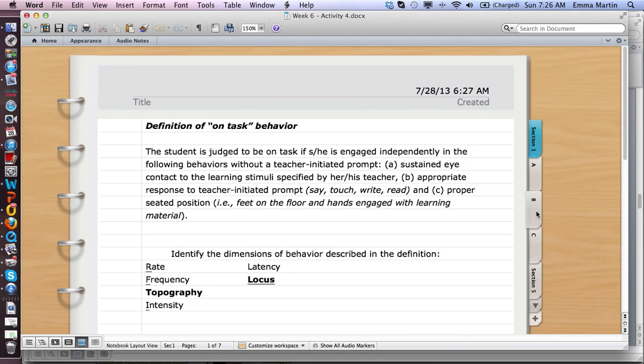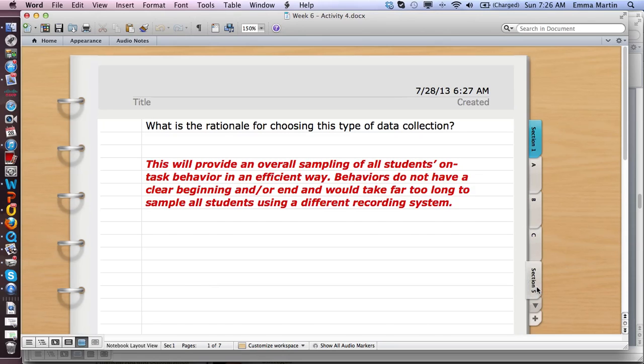Next page. We came up with a definition for on-task behavior. A student is judged to be on task if he or she is engaged independently in the following behaviors without a teacher-initiated prompt: eye contact, appropriate response, say, touch, write, read, proper seated position. It's important that we have a definition of the behavior we want to collect data on. And this is what we wanted to look at.